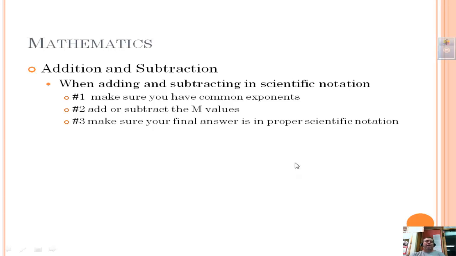So when you add or subtract those m values, make sure that m value is greater than 1 but still less than 10. And if it's not, then you'll have to make sure that it is in proper scientific notation, to get it between 1 and 10.